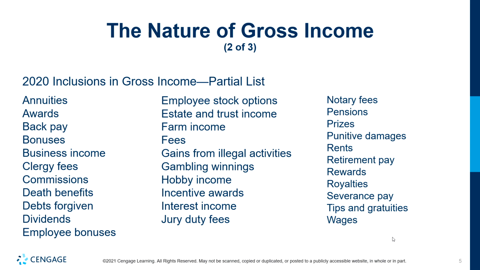So we have, going down the list, annuities, awards, back pay, bonuses, business income, clergy fees, if you're a clergy member, religious member, commissions, death benefits, debts forgiven, dividends, employee bonuses, employee stock options, so some fringe benefits right there, estate and trust income, that one's a little bit tougher, farm income, there's our Schedule F, so you already saw our Schedule B with dividends, and interest is somewhere there, and then we also have our Schedule C in business income, and Schedule E depending on if it's partnerships, but anyway, fees, gains from illegal activities.